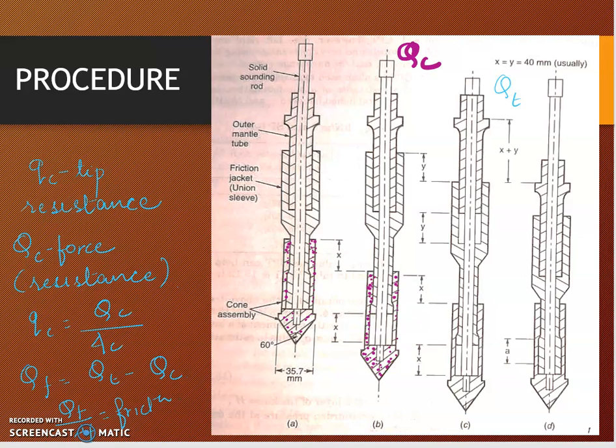Now the only issue with this particular procedure as compared to SPT: in SPT you are driving a hollow drilling rod downward, and you also collect the samples. These samples can be brought to the lab and you can do further testing on them. It serves as an undisturbed sample. This is the only drawback of CPT. There is no sample collected.